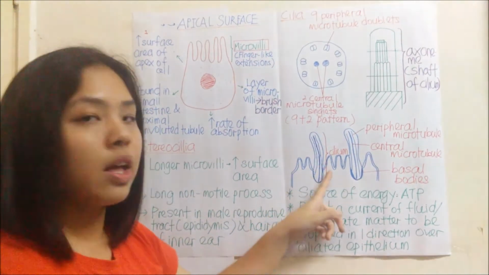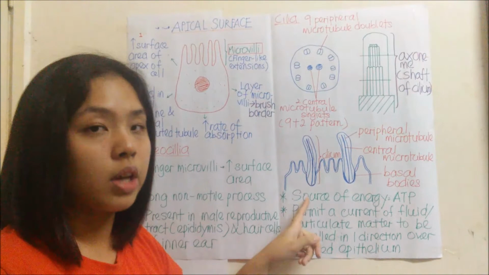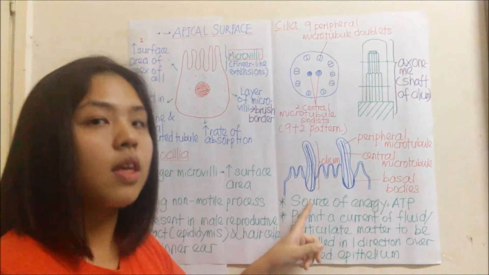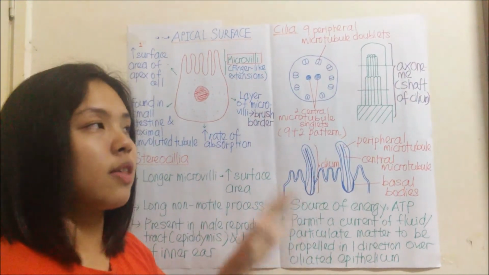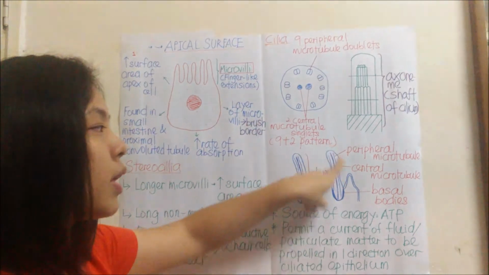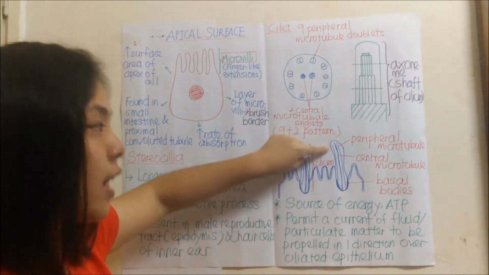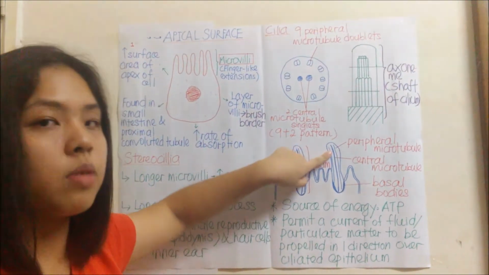And in this figure, we can see that the cilium is inserted into the basal body, which is the dense structure that lies at the apex of the epithelial cell, just below the plasma membrane. And this is one cilium, and inside the cilium are two peripheral microtubules and one central microtubule.